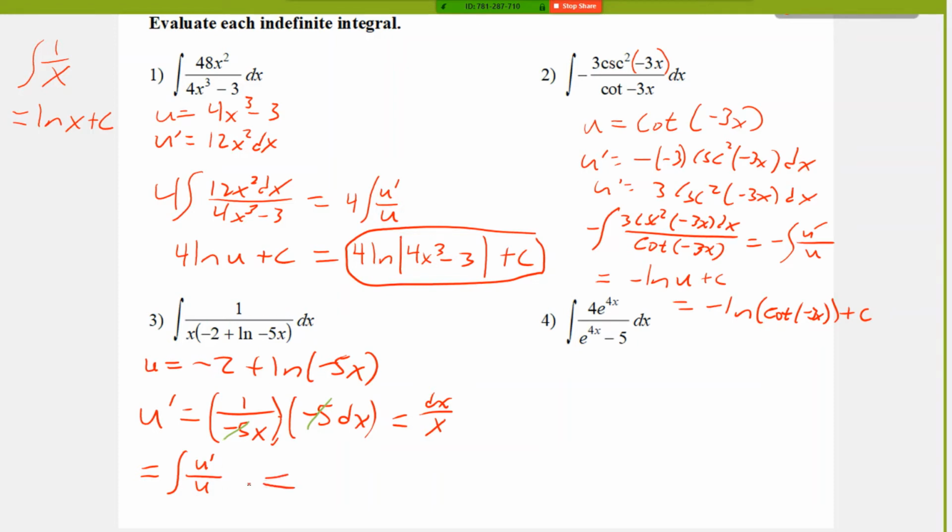And if I integrate u prime over u, we said we'll get the natural log of u, so then I can substitute. So that's the natural log of -2 plus ln of -5x plus c.